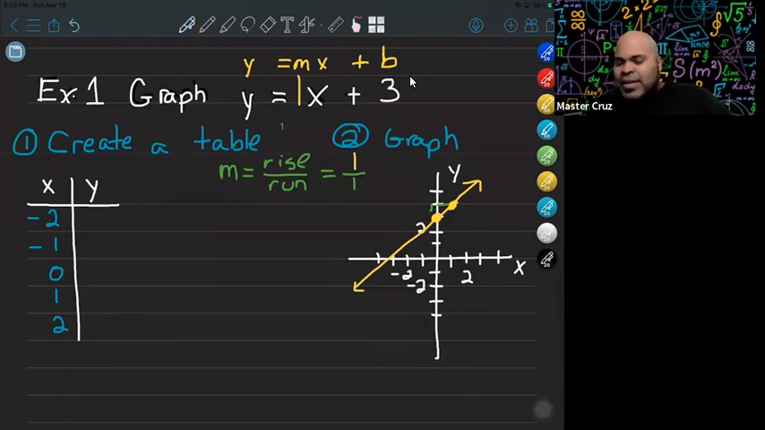Because I want to find out what the y value is, I want points. So I'm going to do 0 first, right? I'm going to say, okay, y equals x plus 3, which really means that I'm going to substitute that x and put a 0 instead. So instead of x, I'm going to write down a 0, and that's going to be 0 plus 3, and 0 plus 3 is just 3, right?